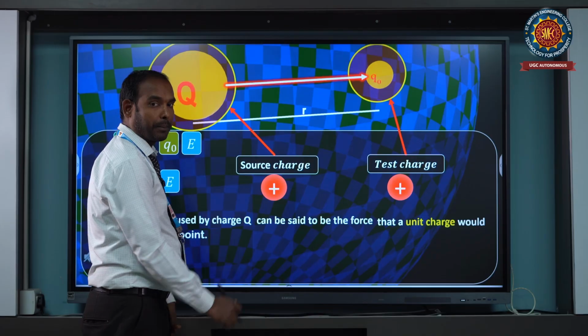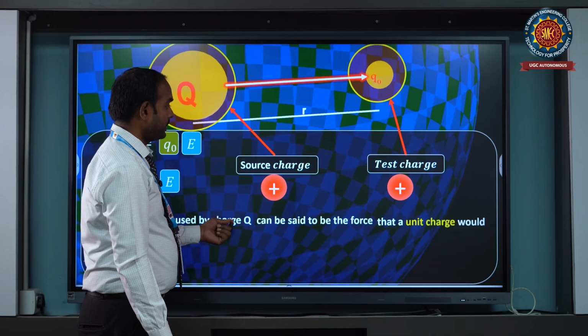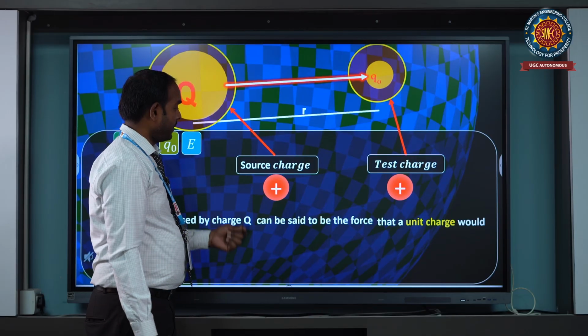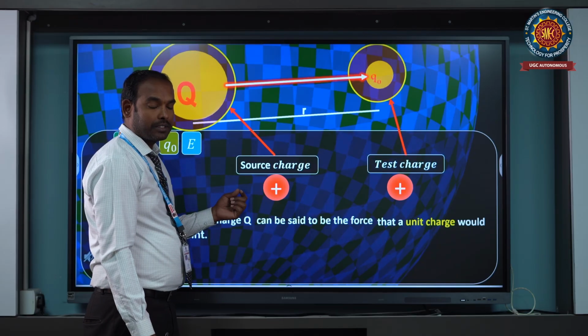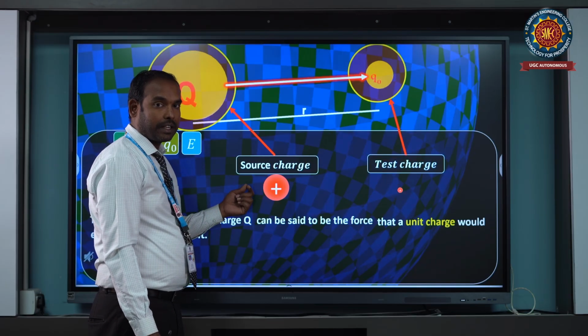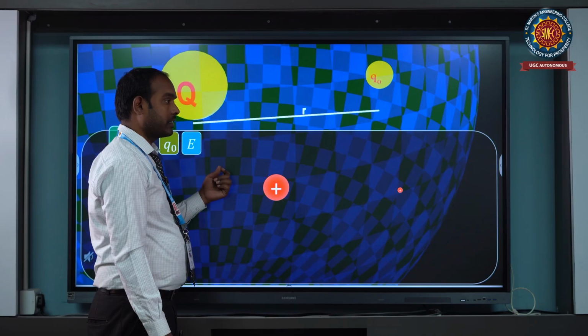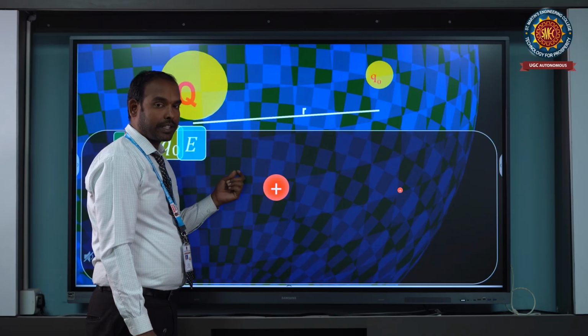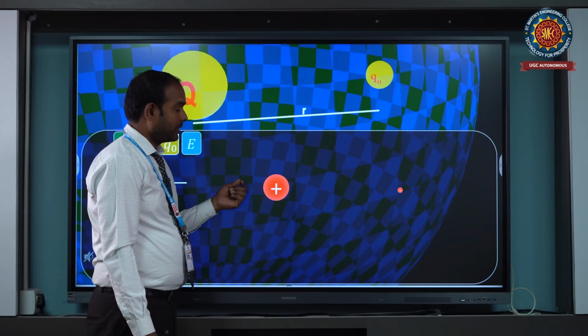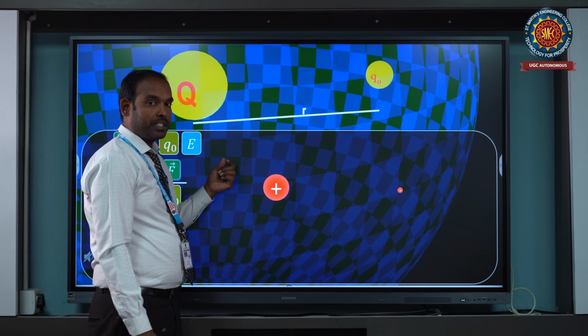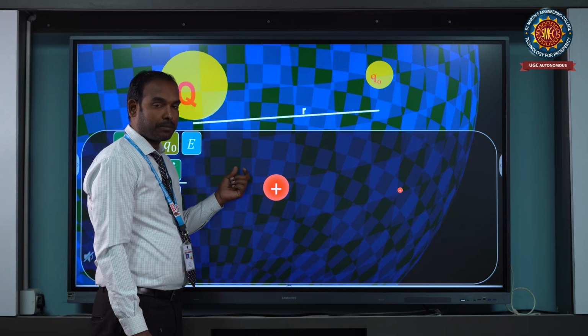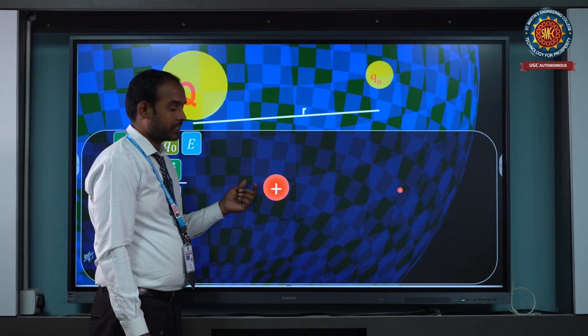Here we should note some important points. Coulomb's law is applicable only for point charges which are at rest. Signs of the charges are taken into account. The distance between the charges must be large compared to their dimensions.